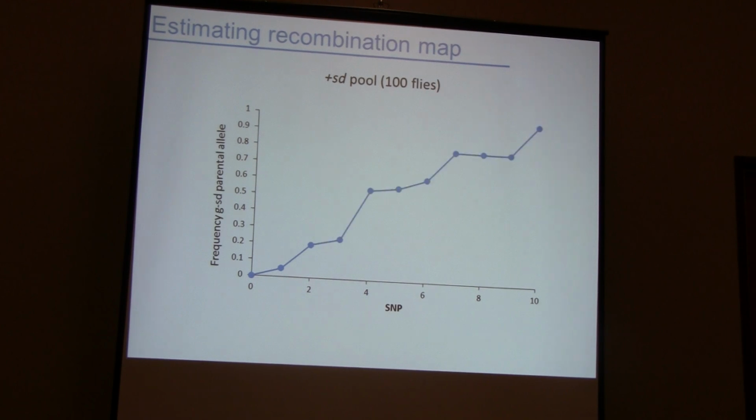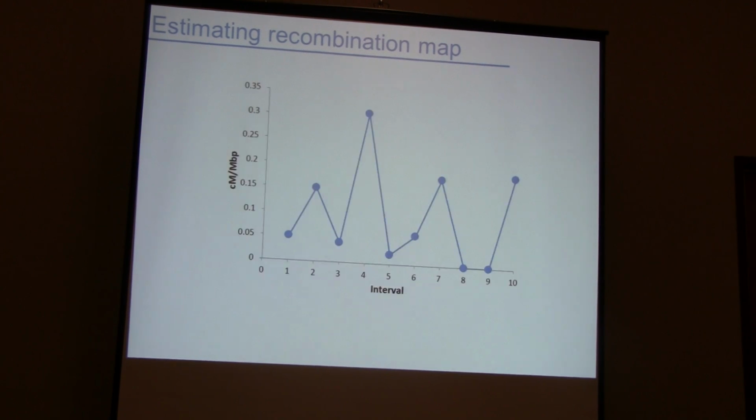We can march our way across this entire interval, and using the change in allele frequency from adjacent SNPs, we can actually translate this into a fine scale recombination map with respect to centimorgans per megabase pair.